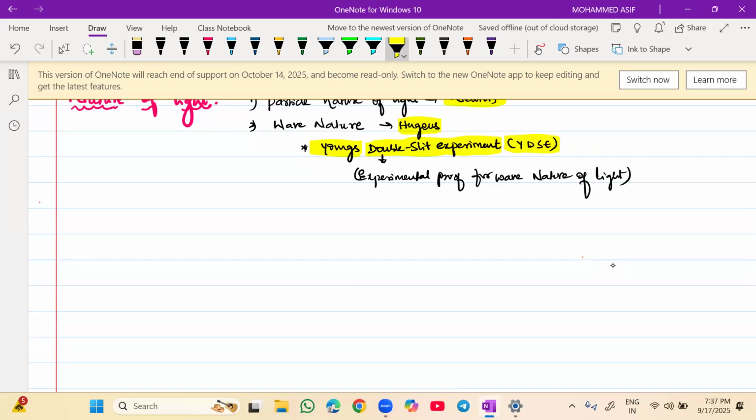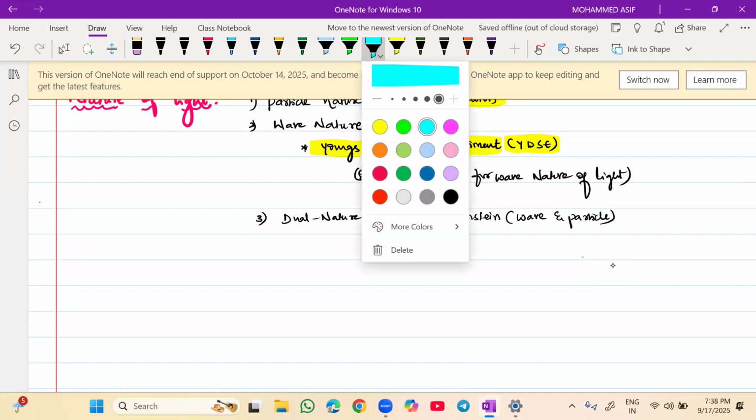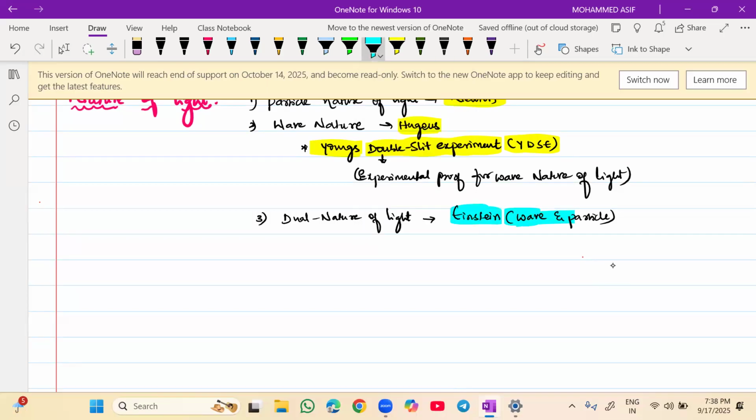Okay. And the third one is the dual nature of your light. Light has both particle nature and wave nature. This was given by the scientist Einstein. It has been proved that light has both wave and particle nature. So both particle nature and wave nature of the light are given by the scientist, what, beta? Einstein. By the dual nature, the photoelectric effect is explained by him. A very important topic, the dual nature.